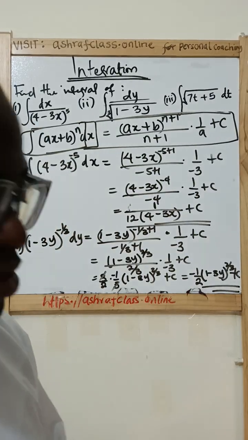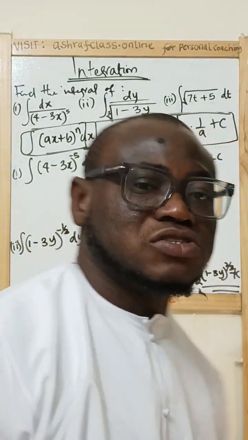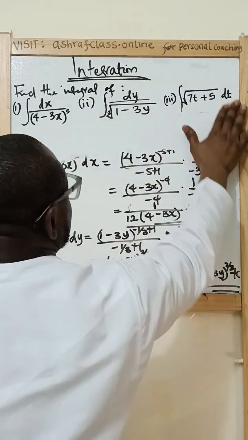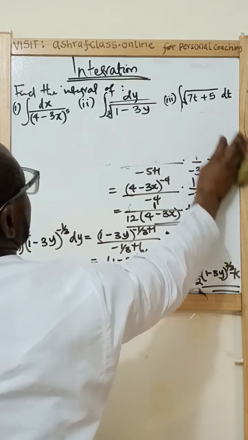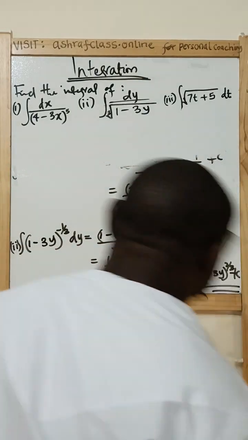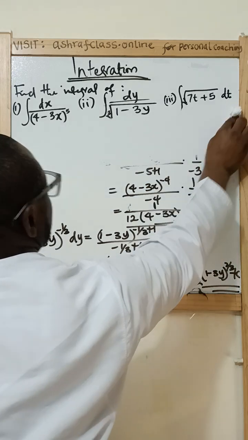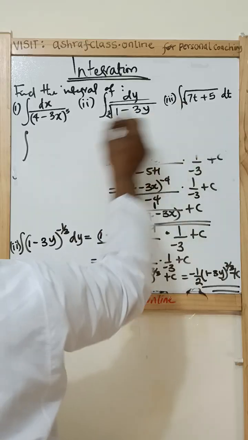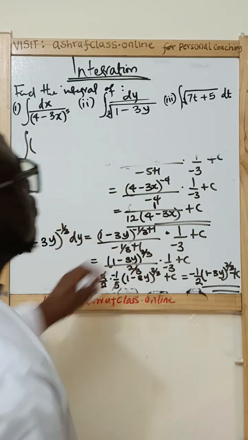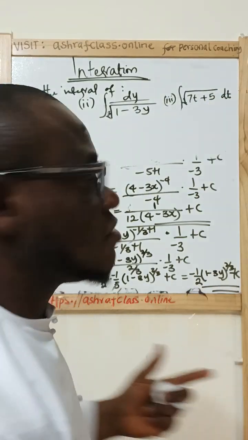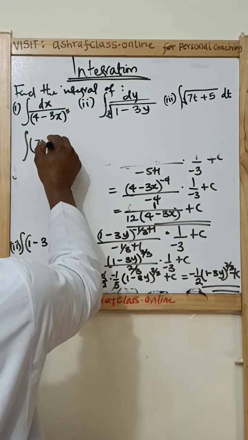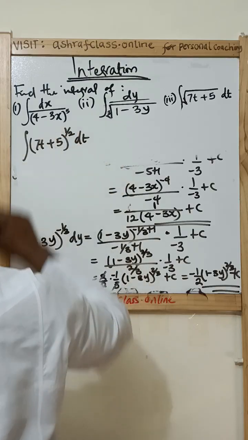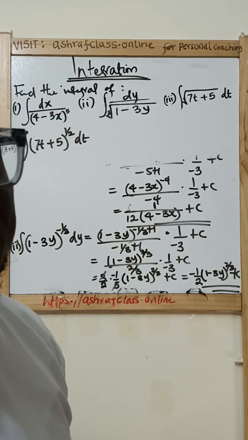So let's look at the third one. For this third one, it's going to be the integral. Now, this is a square root, right? So it's just going to be (7t plus 5) raised to the power 1 over 2, dt. That's the way we express it.